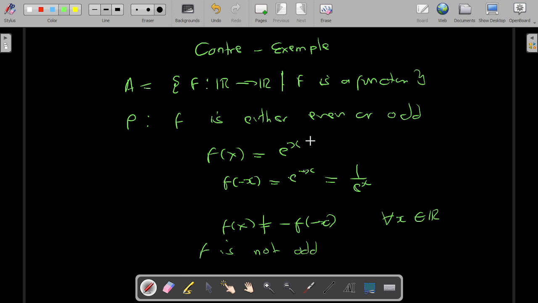So basically, this is my counter example. So the graph of the function e to the power of x is neither symmetrical about the origin, nor is it symmetrical about the y-axis.